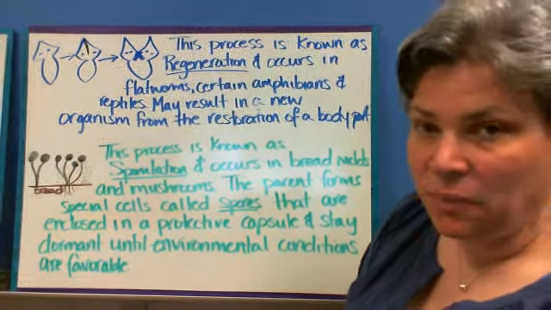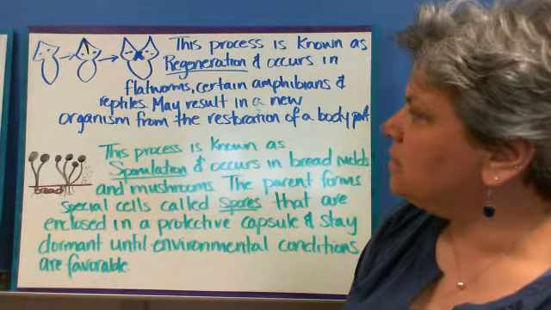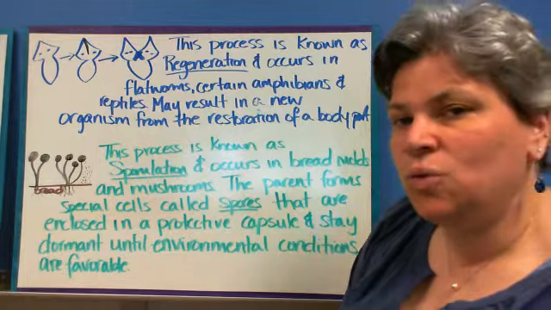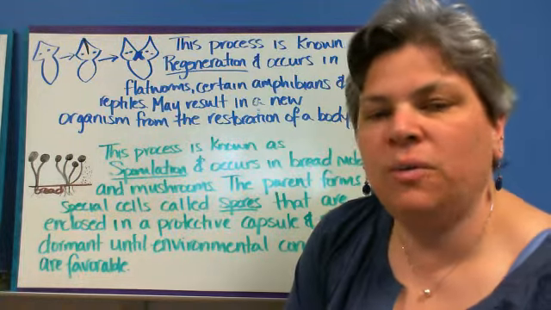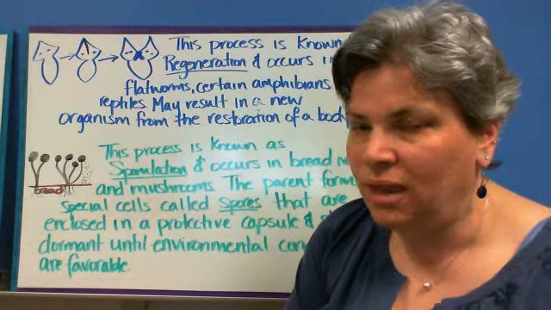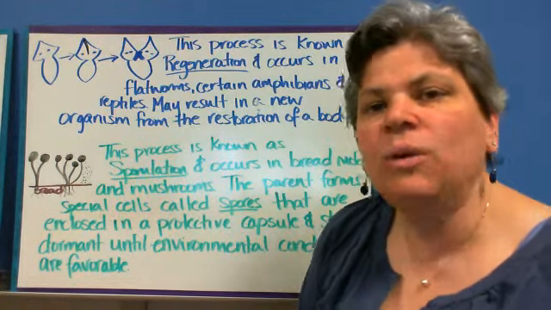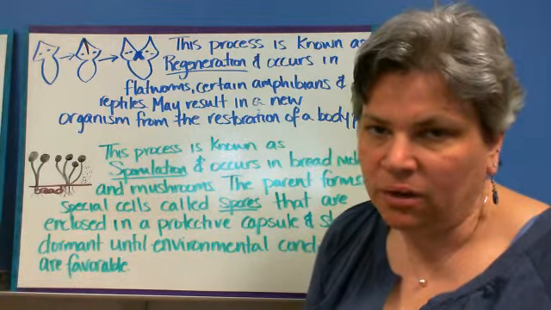It occurs in flatworms, can occur in some amphibians and reptiles. It may result in a new organism from a part that is lost. Now you may be familiar with it with a salamander, that if you grab his tail, he'll lose his tail so he can run away. You're left with the tail, and he'll regrow that tail. If you keep the tail, it doesn't regrow a new salamander.